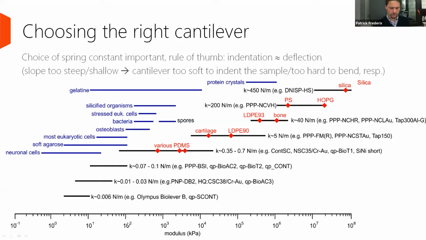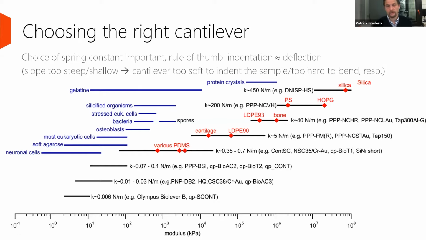And at the bottom, you see the modulus axis. So you see a little bit how stiff they are. And there you can see which spring constant of cantilever would match the kind of cells that you want to measure, or the kind of sample you want to measure.